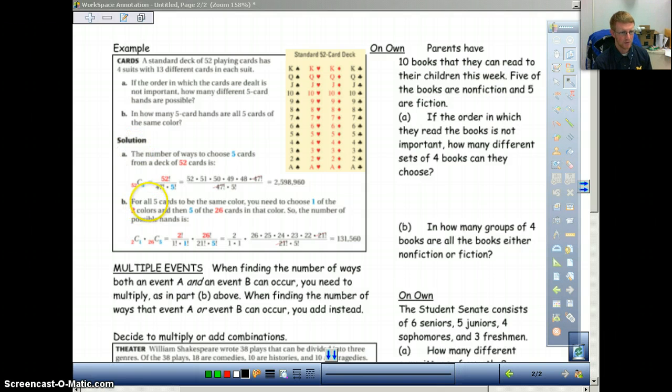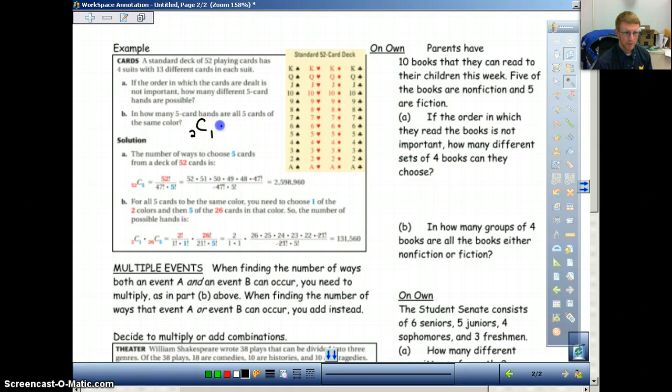The bottom one's a little bit different. It says, in how many 5-card hands are all 5 cards the same color? Well, these ones are a little bit different because we have 2 different things going on here. Not only are we picking 5 cards, but we need to make sure first that we're picking the right color. So what you do is, because we have 2 different colors, you first need to set up a combination that says this: 2 colors, choosing 1. So that's the first thing that you have to do, because we only want 1 color. So we start with this: two colors to choose from. We're choosing 1 of those colors.